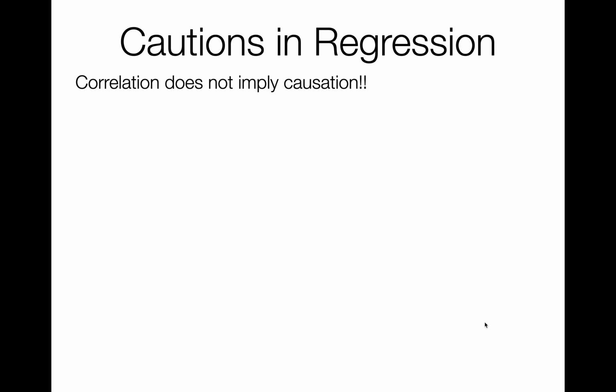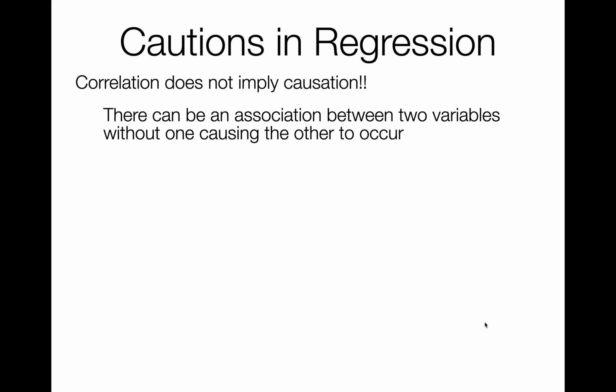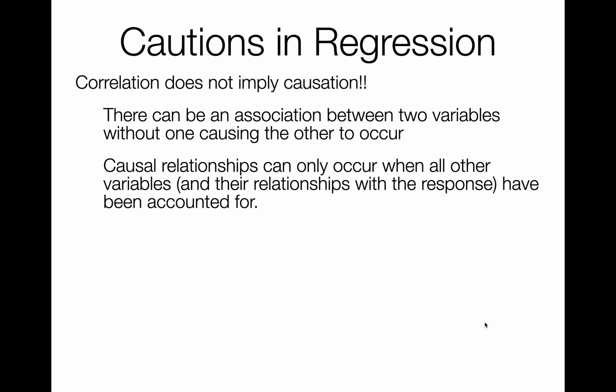Okay, so you see these type of statements all the time in the news, certainly around this weird time. All kinds of statements, and you need to be cognizant of what people can and can't say because oftentimes those statements are wrong. And so I have an example here. There can be an association between two variables without one causing the other to occur. That means you can have a correlation without the causation. Causal relationships only occur when all other variables and their relationships have been accounted for.